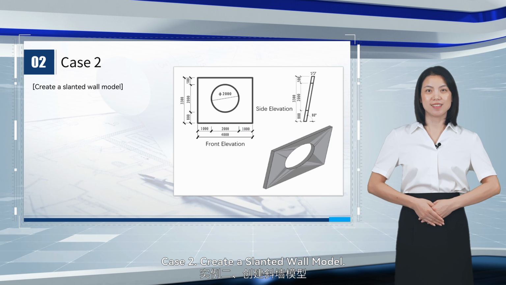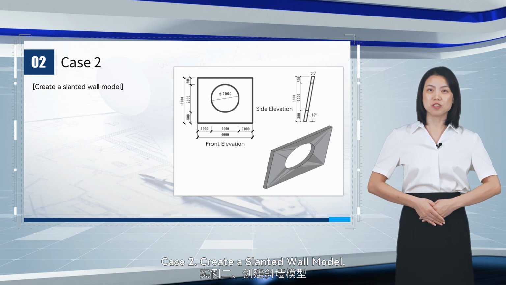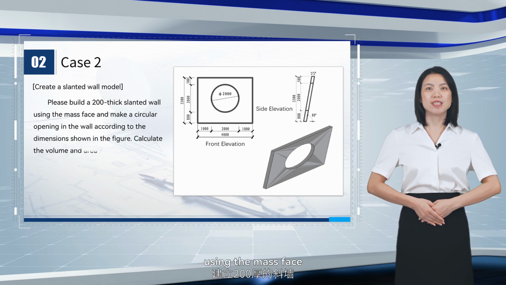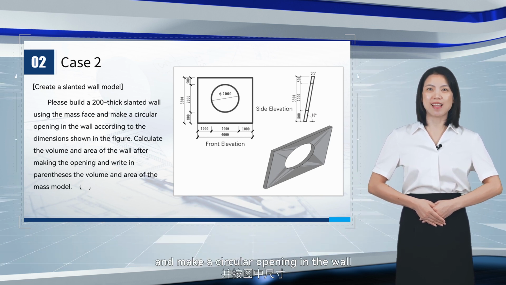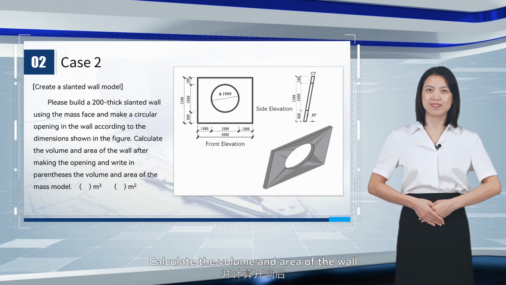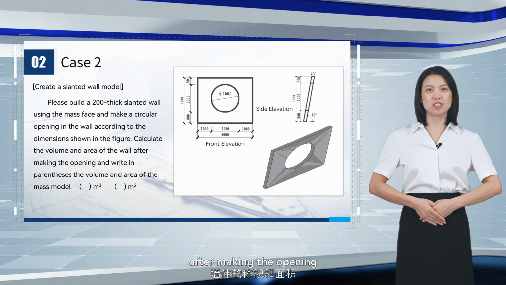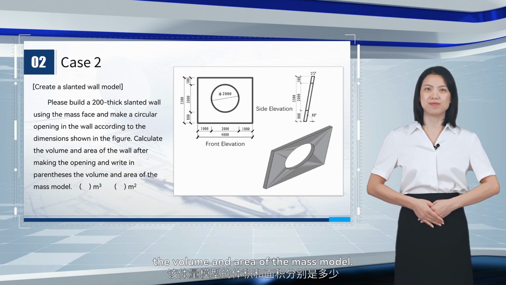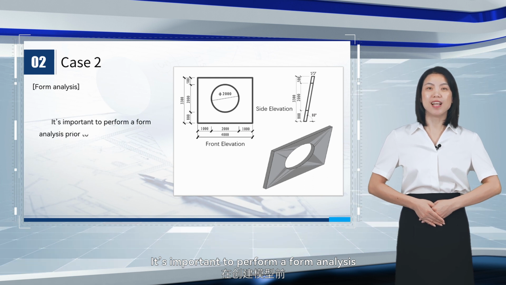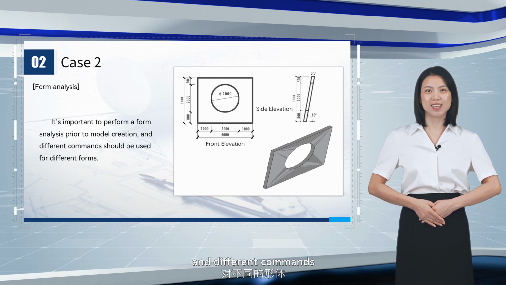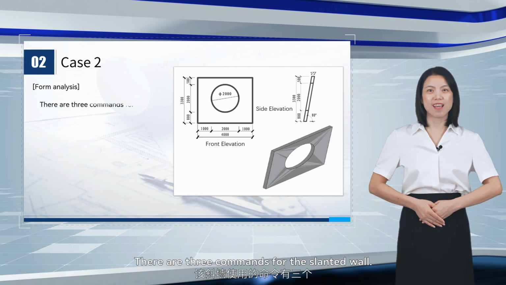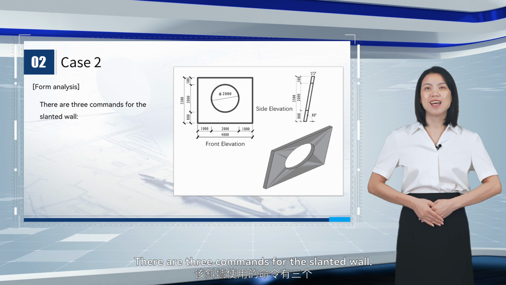Case 2. Create a slanted wall model. Please build a 200 thick slanted wall using the mass face and make a circular opening in the wall according to the dimensions shown in the figure. Calculate the volume and area of the wall after making the opening and write in parentheses the volume and area of the mass model. It's important to perform a form analysis prior to model creation, and different commands should be used for different forms. There are 3 commands for the slanted wall.